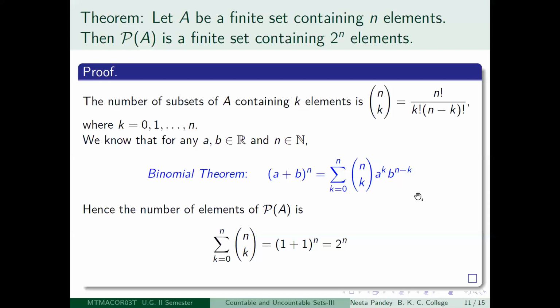So this whole summation is written in a short form like this: summation k equal to 0 to n, n choose k, a to the power k, b to the power n minus k. If you look at this formula and the number which we want to calculate, if you put a equal to 1 and b equal to 1, that is what you get. So summation k equal to 0 to n of n choose k is equal to (1 + 1) to the power n. That means exactly 2 to the power n, right? So if you have a finite set containing n elements, then the power set of A will contain 2 to the power n elements. Very good.